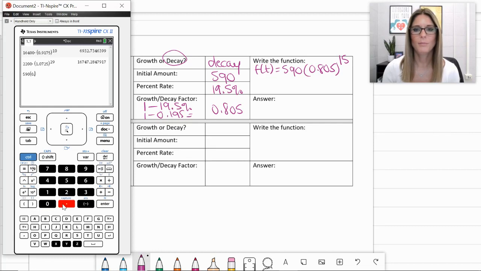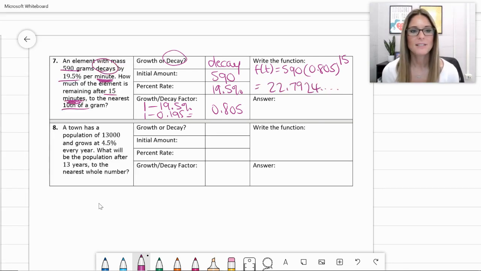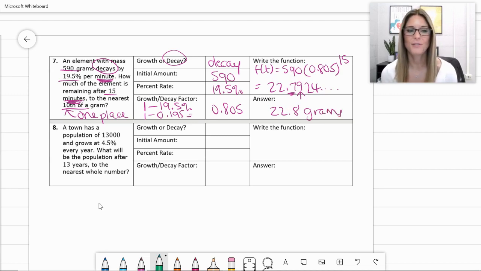590 times 0.805 raised to the 15th is 22.79240835. So this time we were asked to the tenth of a gram. Tenth is 1 decimal place. I know they wrote it as tenths place, but it's 1 decimal place. So at the 7, the 9 tells me how to round. That tells me we have 22.8 grams.